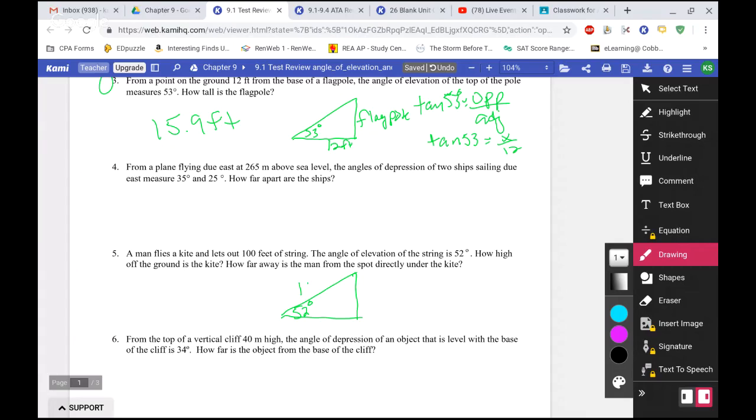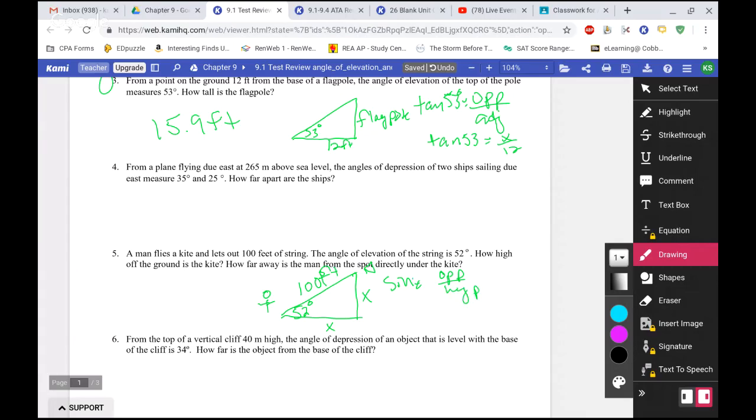Ooh, so are we using the angles this time versus the legs? Well, we've got 100 feet of string, and our dude is over here, the bottom of it, and then this is our kite. It's asking us 2 questions, so we've got to find this one and this one. We're going to use opposite over hypotenuse, so sine, right? Yep.